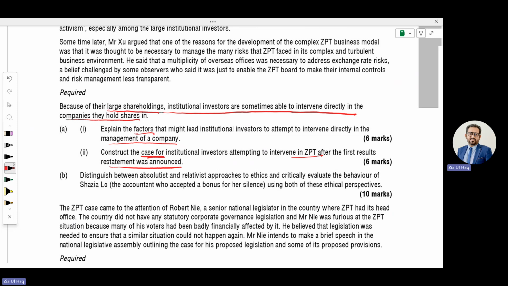What was the first result restatement? We don't know. What is ZPT? We don't know. So let's read the case study so that we can answer part A2.